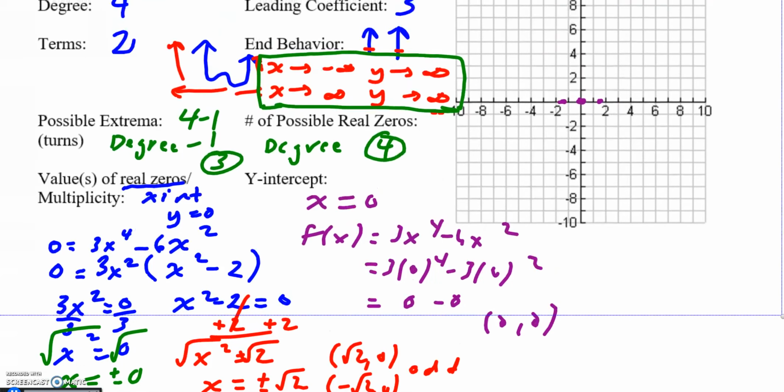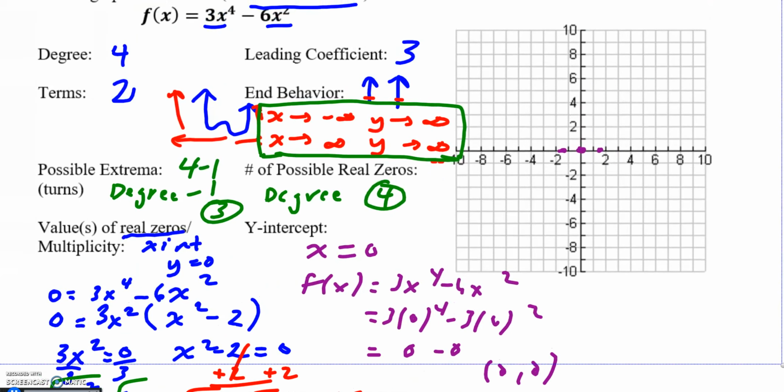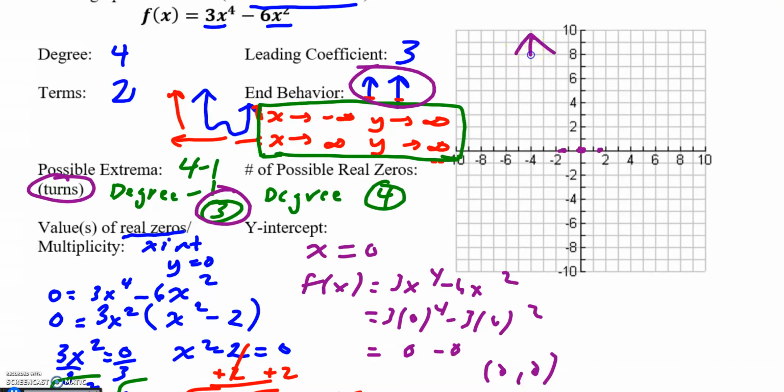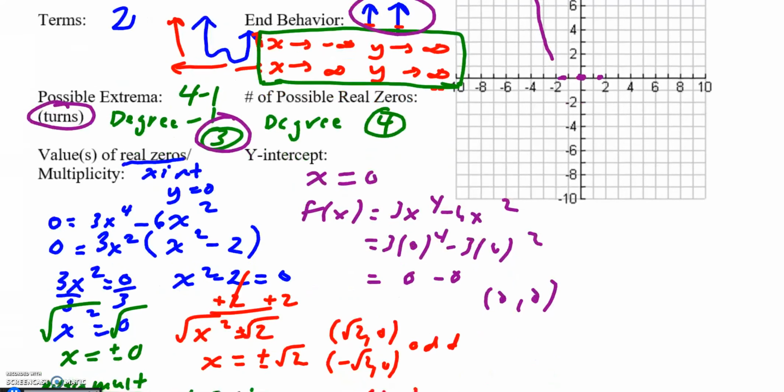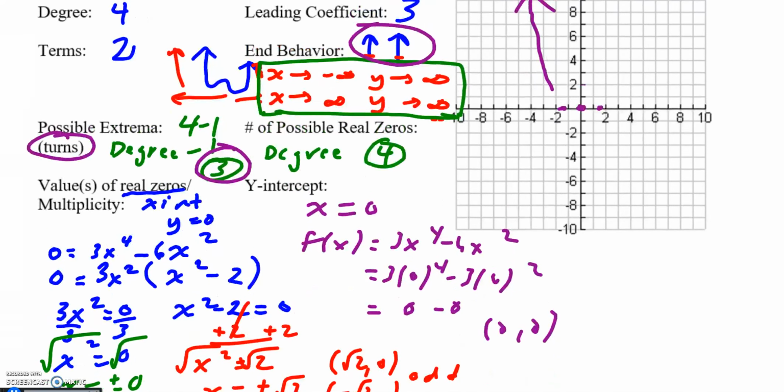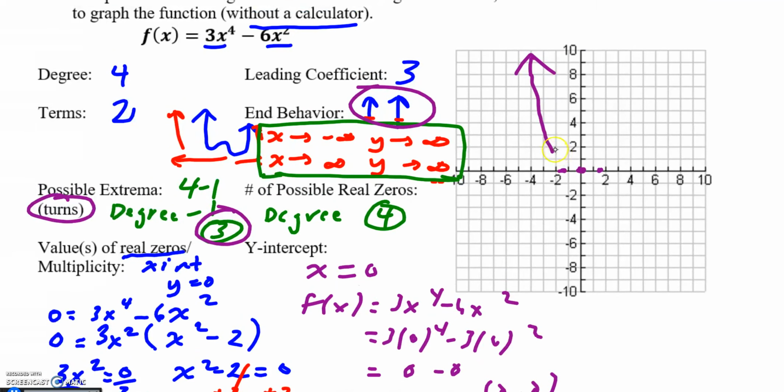What also helps me graph this without a calculator is knowing that there are 3 possible turns and knowing that the end behavior looks like this. So that means that my graph is going to start up here. It's going to come down, and because the negative root 2 here only happens once, it's an odd multiplicity. And if it's an odd multiplicity, it goes directly through the graph.